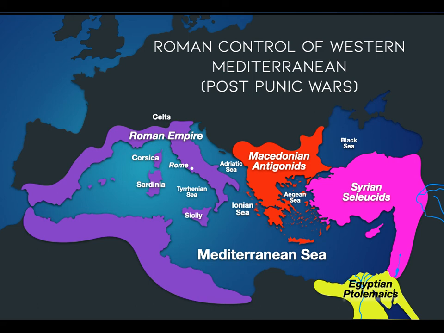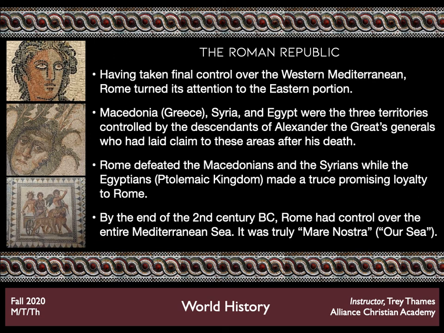Well, we said the Seleucids took over Asia Minor and Syria and the Holy Land. The Ptolemies took over Egypt, and then the Antigonids took over Macedonia and the Greek mainland. So it's this direction that the Romans are going to begin to move. So Rome defeated the Macedonians and the Syrians. The Egyptians will basically give in and say, we promise to be loyal and faithful to Rome if you don't destroy us. So they will become a vassal of the Roman Empire.